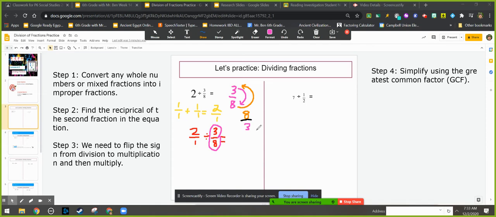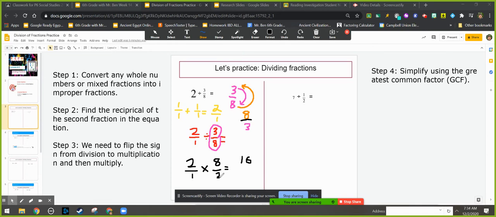Okay? And so my new equation that I'm going to write over here is 2 over 1 and 8/3. Now you'll notice that I left the operation blank because in step 3 it says we need to flip the sign from division to multiplication and then multiply. So I need to make this now multiplication because I did the opposite. I flipped it, so it's the opposite operation. So now I'm going to do 2 times 8. 2 times 8 is 16.